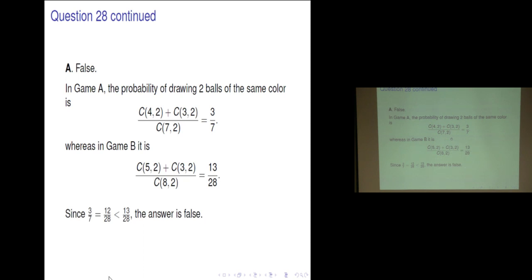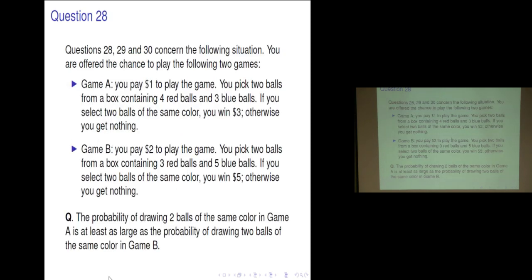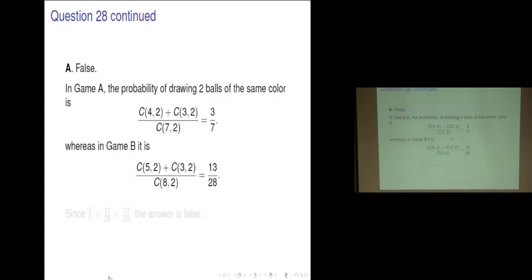So the answer, what's the question? The question says A is at least as large, but A is actually strictly smaller. So the answer is false. Is this okay?